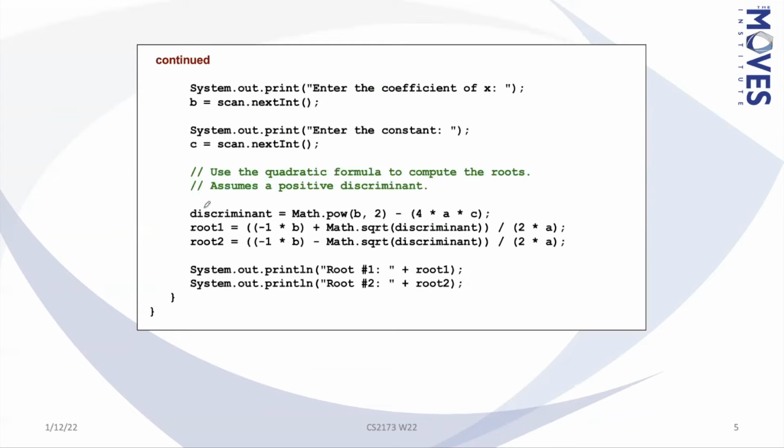And then notice this assumption here. It assumes a positive discriminant. So here we're using the exponentiation function, Math.pow. In some languages, they have built into the language a double star for exponentiation. And for historical purposes, Java decided to omit that.